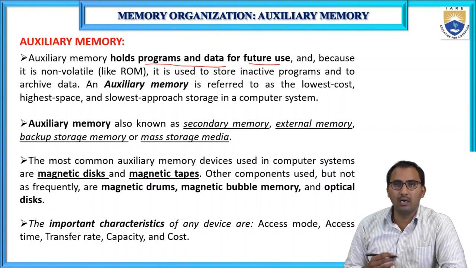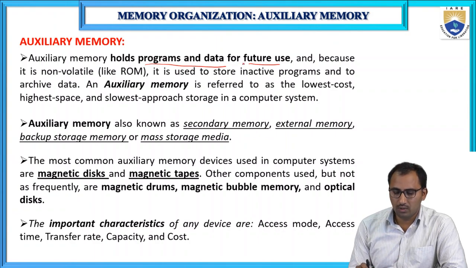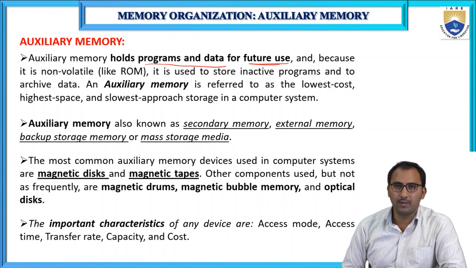Only the programs and data which are needed by the CPU reside in the main memory. Whatever programs and data are not needed by the CPU currently will be stored in the auxiliary memory. We use auxiliary memory for future purposes because it is non-volatile memory. Non-volatile means even if the power fails, the data stored in the auxiliary memory will be present. That means the data will not be erased even on power failure.